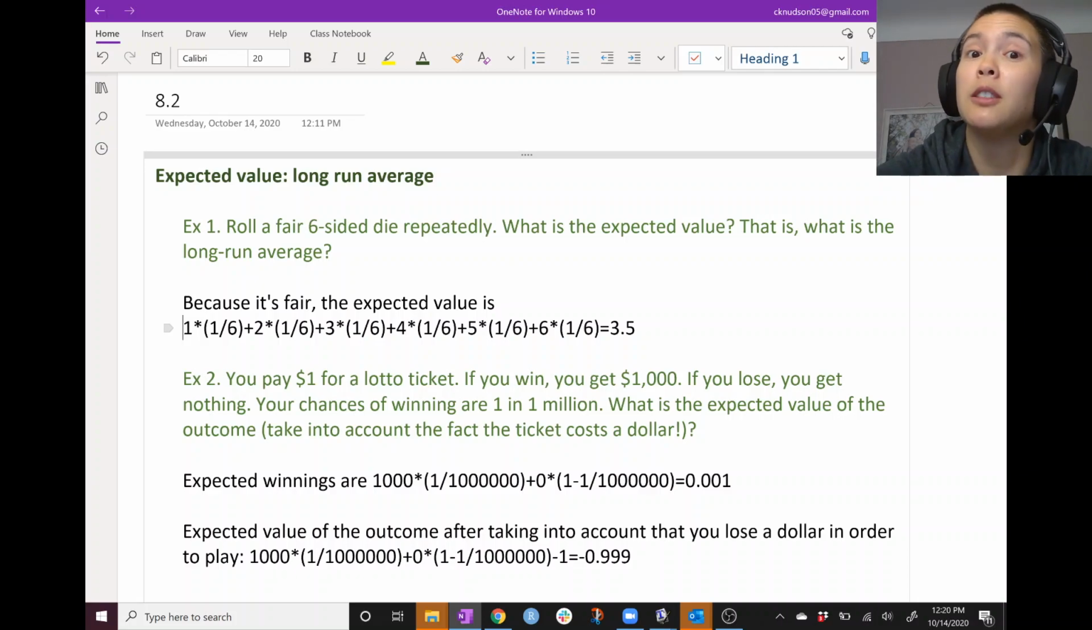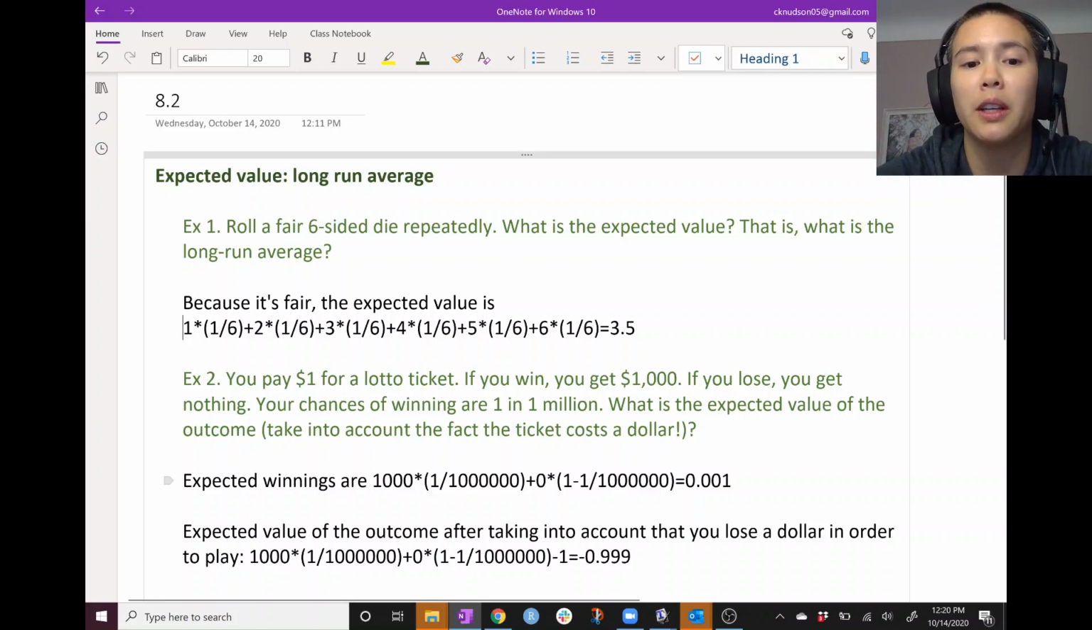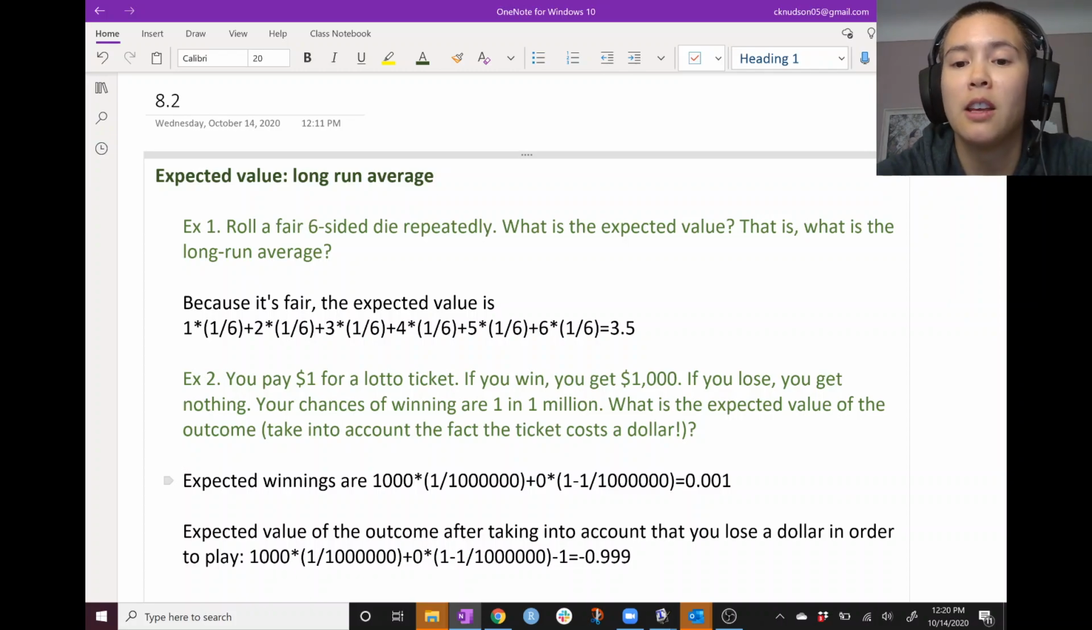So first, if we just think about the expected winnings and don't worry for a moment about that $1 it costs to play, let's think first about what the two outcomes are. You can either get $1,000 or you can get $0. You get $1,000 with probability 1 in 1,000,000. You get $0 with probability 1 minus 1 in 1,000,000. So here's the probability of winning, here's the amount you win, here's the probability of losing, and here's the amount you win when you lose. Crunch this out and you get $0.001. In other words, if you play this over and over again, you would expect to win 1/10 of a cent.